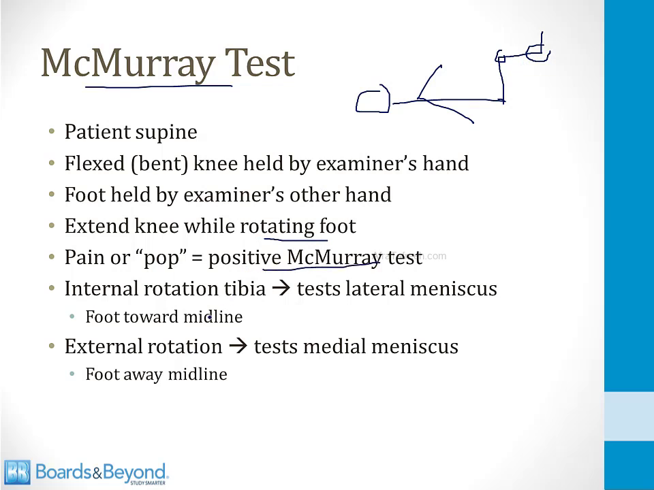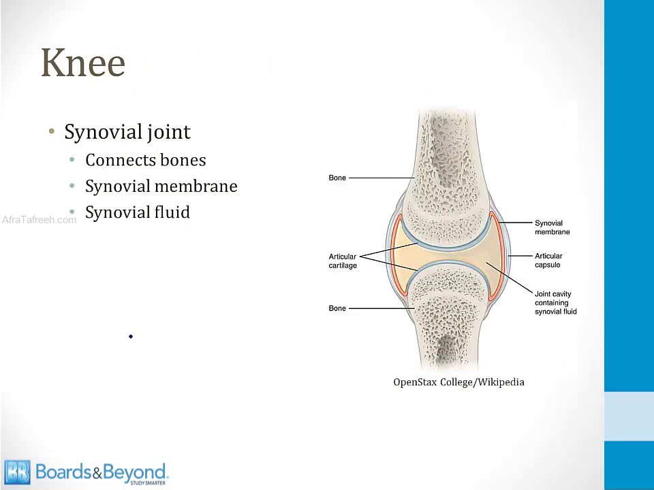If you do this when you are internally rotating the tibia, meaning you are twisting the foot toward the midline, this is testing the lateral meniscus. If you do this when you are twisting the foot away from midline, that's called external rotation, then you are testing the medial meniscus. I'll finish this video with a couple of knee injuries that don't involve the menisci or the ligaments.